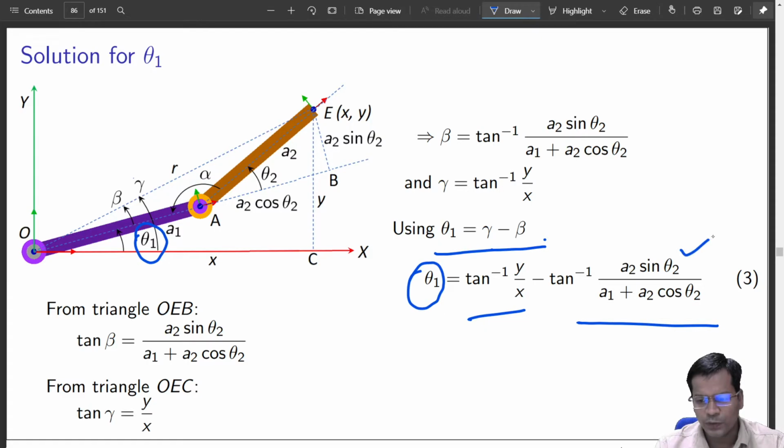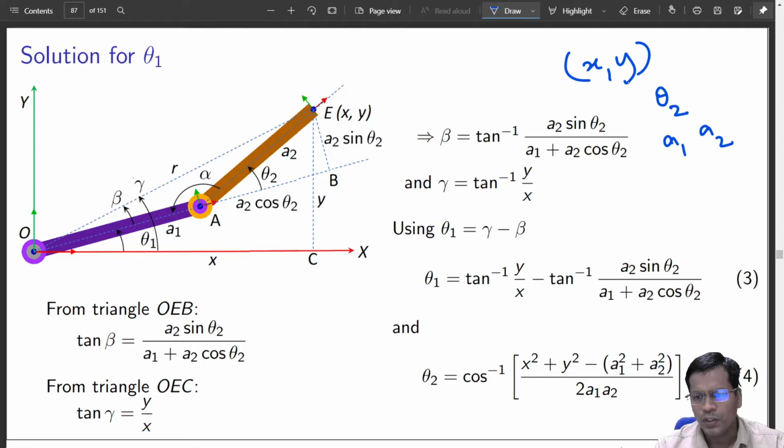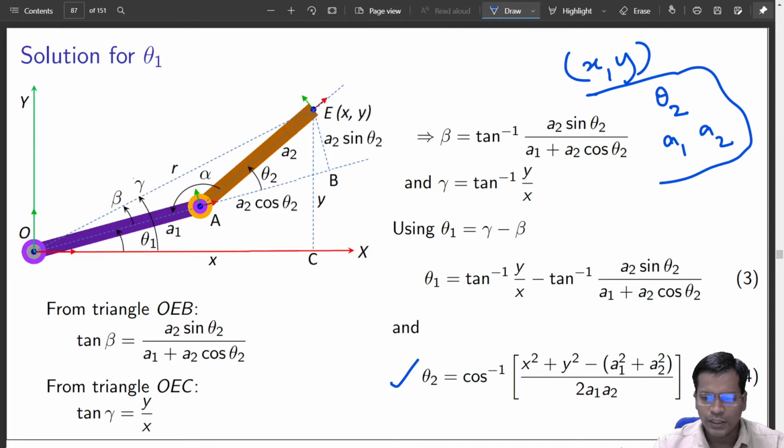Now we know theta 2, we know x and y, we know link lengths, we have evaluated theta 1. So the first thing extracted using inverse kinematics, we know x, y. You first calculate theta 2 using x, y and link lengths a1 and a2. Then you get theta 1 as well. So you now know theta 1 and theta 2 both. That is how it is solved.